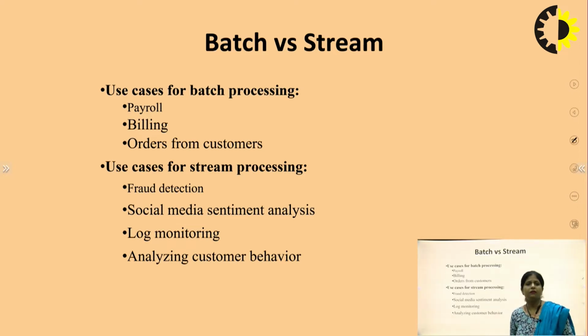Here we have some use cases for batch processing and some use cases for stream processing. In the case of batch processing, the most popular use cases are payroll, billing, and orders from customers, right? The use cases for stream processing include fraud detection. We cannot wait for five frauds to happen and then detect them. We cannot collect a batch for the frauds. We cannot afford to have further fraud, right? Other use cases are social media sentiment analysis, log monitoring, analyzing customer behavior, and so on. That means wherever we are working on real-time data, we are working on data streaming.